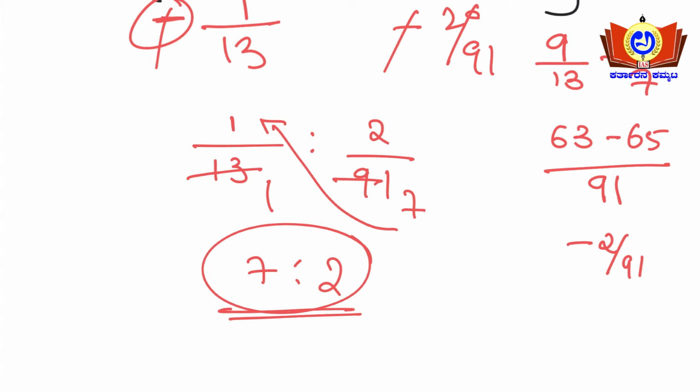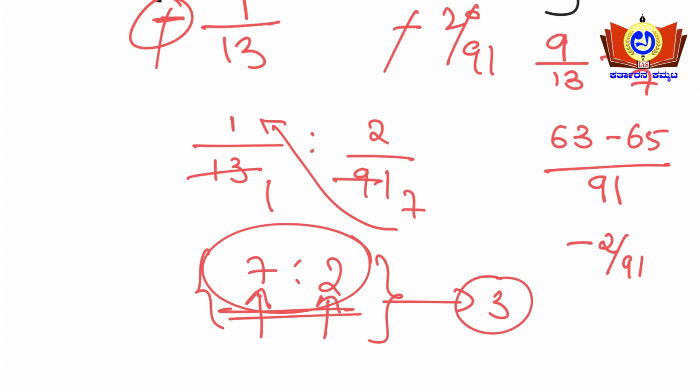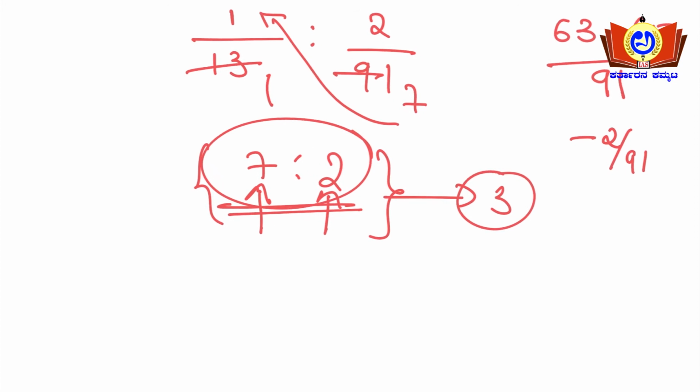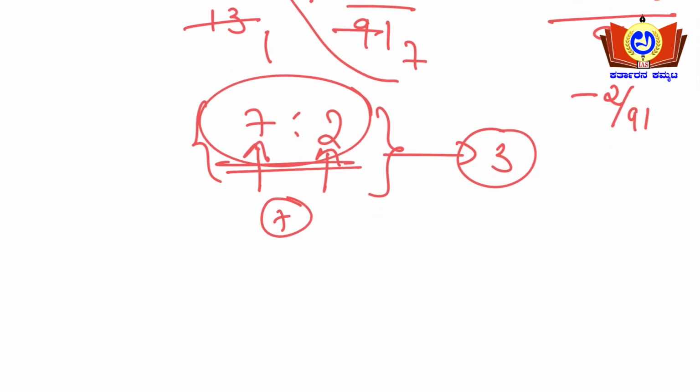Okay, yes or no? So 7:2 is nothing but from vessel A 7 parts of milk, and from vessel B 2 parts of milk you need to mix into the third vessel. Yes or no? So that in the third vessel totally there are 9 parts of milk. Yes or no? 7 plus 2 is 9, right? 7 plus 2 is 9. Yes or no?